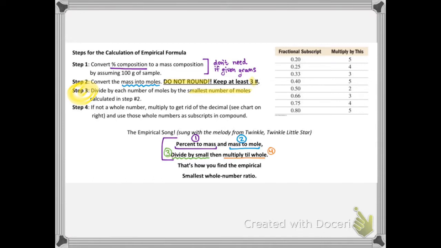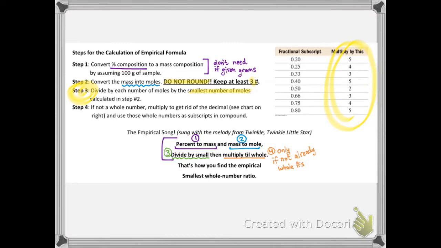All right, on to step 4. Step 4, multiply till whole, is only needed sometimes. If you already have whole numbers at the end of step 3, then you don't need to worry about this one. So after dividing by small, let's say most of your numbers are whole numbers, but then you've got some kind of decimal. Well, you can use this handy chart if needed to figure out what you would need to multiply to undo that particular decimal.